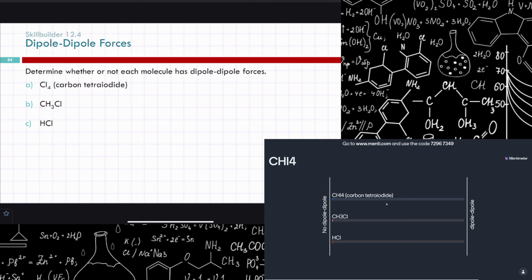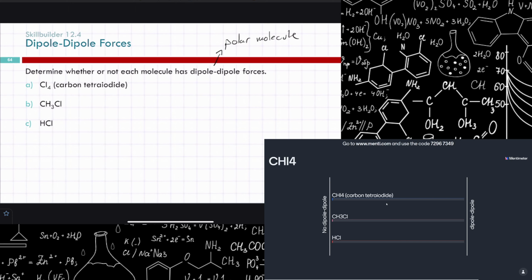So we want to determine if each of these molecules has dipole-dipole forces or not. Remember, dipole-dipole forces means we have a polar molecule, so we need to look at each molecule and see if it's polar. The way this Mentimeter quiz is set up is if it's 0, it has no dipole-dipole. If you move that slider over to the right, that means you think it has dipole-dipole forces. So you can choose either 0 or 1 for each of these.